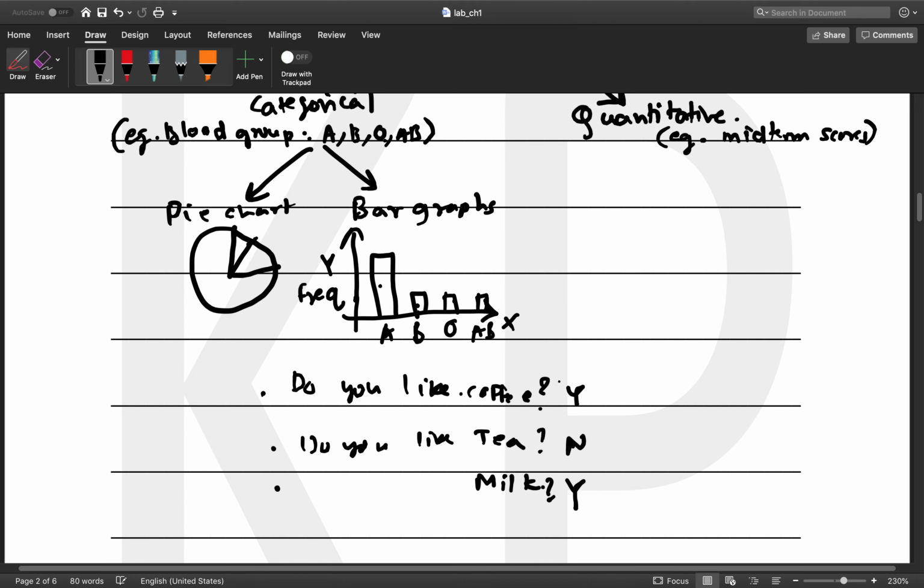What it tells is that there is some overlap in response. I do have two different kinds of responses or liking. I might be liking coffee as well as milk, so I will be in this as well as this particular graph. That can be represented using bar graphs. So that is the advantage of bar graphs.